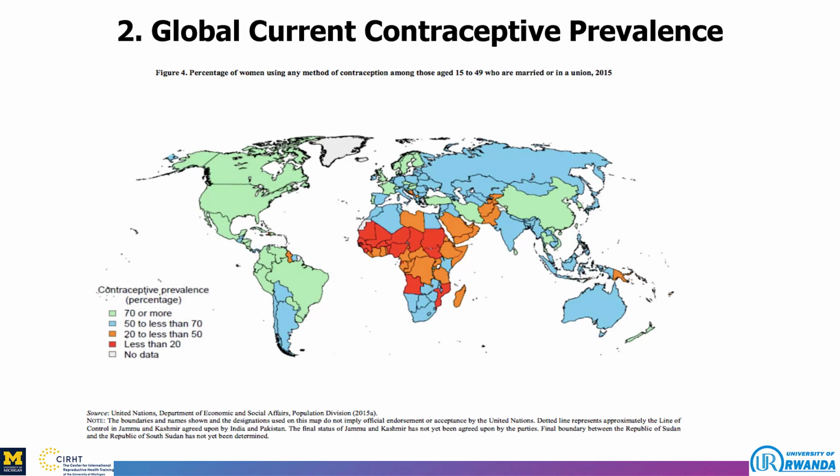This is the global current contraceptive prevalence. As you can see on this global map, the contraceptive rates in terms of percentage, the unmet needs or the lowest prevalence are found in sub-Saharan Africa. As you can see on this map, most African countries and Southeast Asia have prevalence rates of less than 50%. Most of them in sub-Saharan Africa are less than 20%.